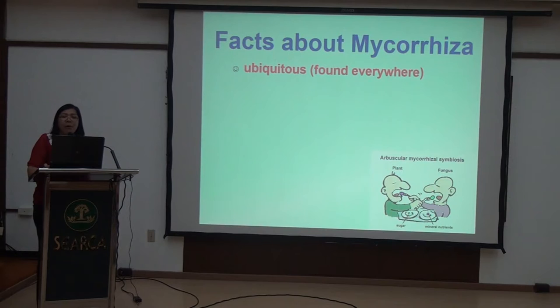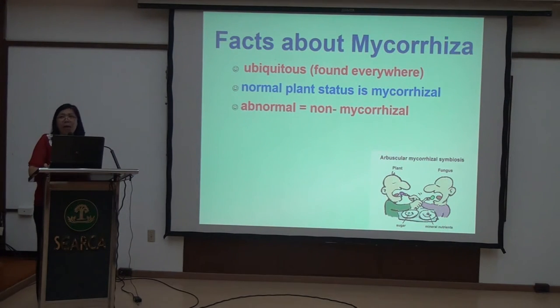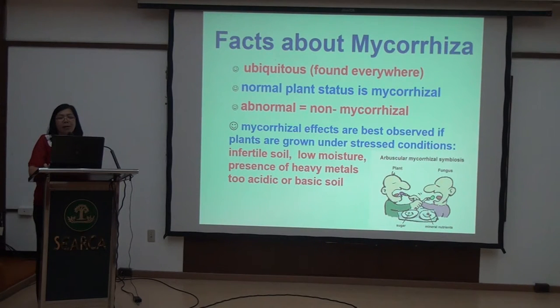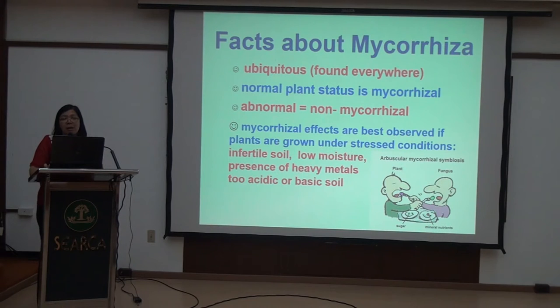Another thing about Mycorrhiza, it is found everywhere. In potted plants, in the soil, outside, there are Mycorrhiza fungi. And it is a normal status. What is abnormal is having no Mycorrhiza. But we don't see it unless the conditions are stressed, such as poor soil, drought, toxic heavy metals, or very acidic soil. In these conditions, plants with Mycorrhiza grow better than those without.